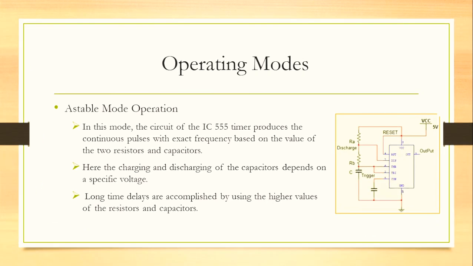And now we have the operating modes. There are 3 types of operating modes: astable mode, monostable mode, and bistable mode. Astable mode of operation: in this mode, the circuit of the 555 timer IC produces continuous pulses with exact frequency based on the value of 2 resistors and a capacitor. There are 2 resistors and a capacitor, and it produces continuous pulses. There is the output with the change in these values.